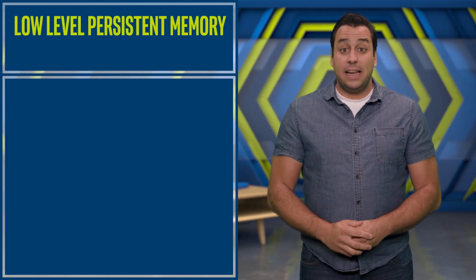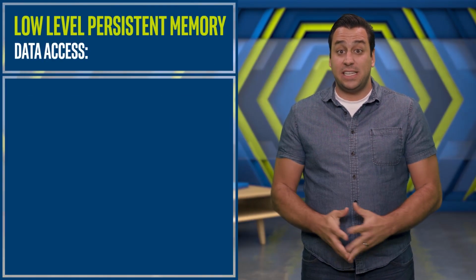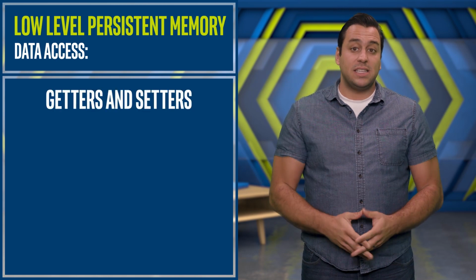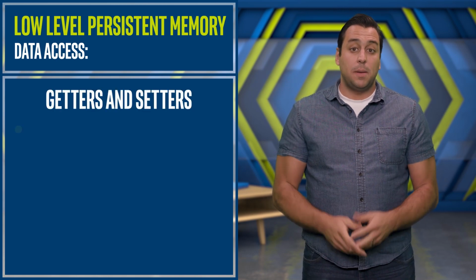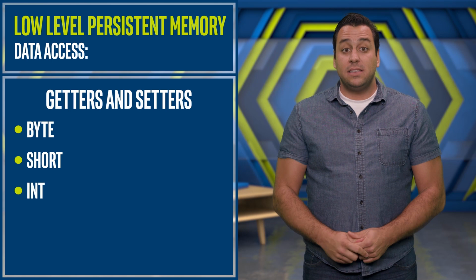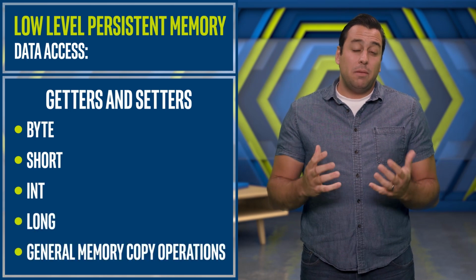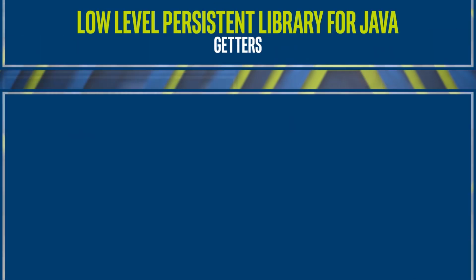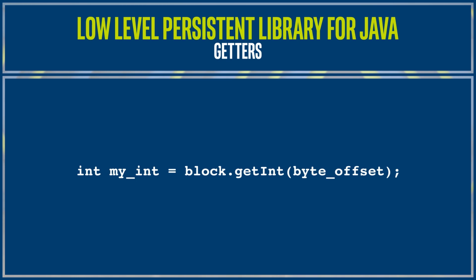Data access in LLPL is done using a set of accessor methods in the form of getters and setters for the basic types byte, short, int, and long, as well as general memory copy operations. Getters expect a byte offset relative to the beginning of the data payload of the block, and work identically regardless of the block class used to create the block. In the case of set methods, behavior depends on the class used to create the block.